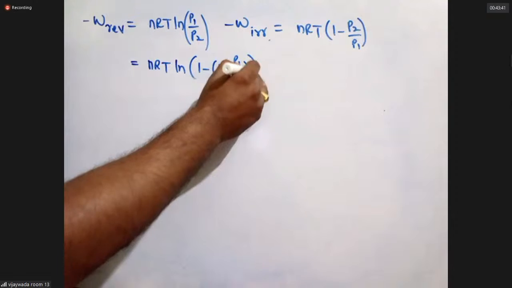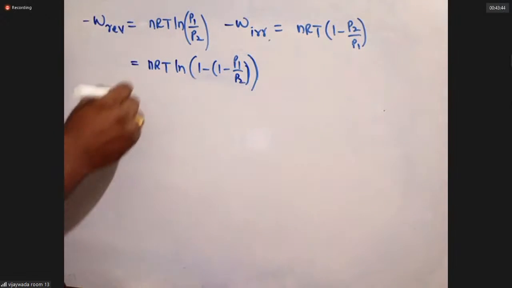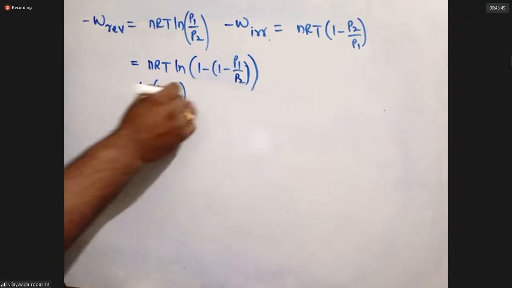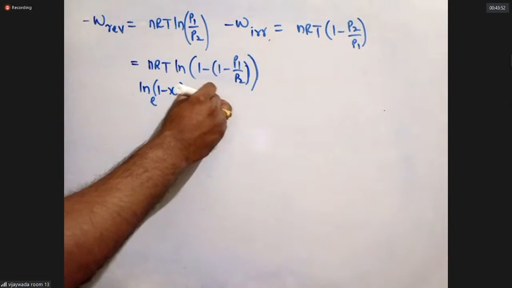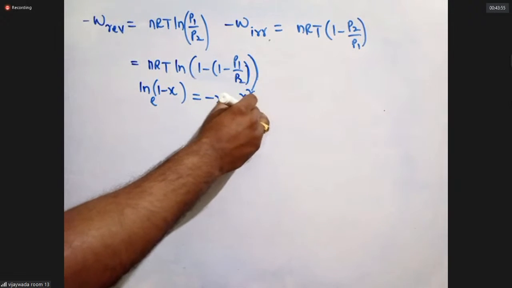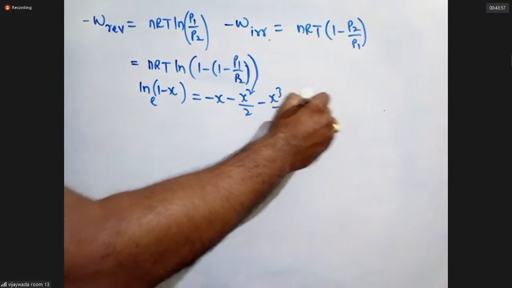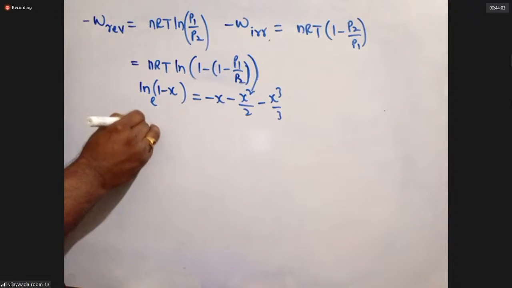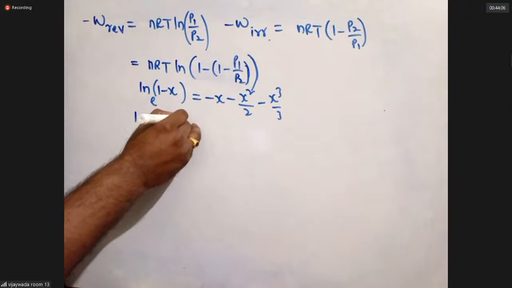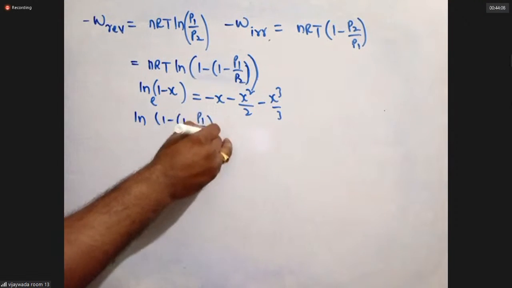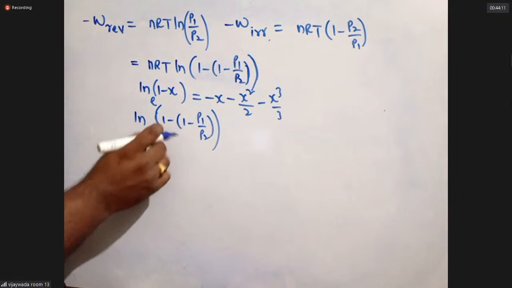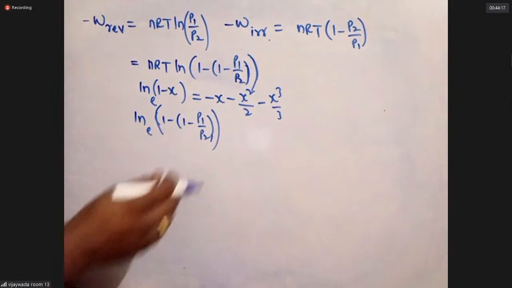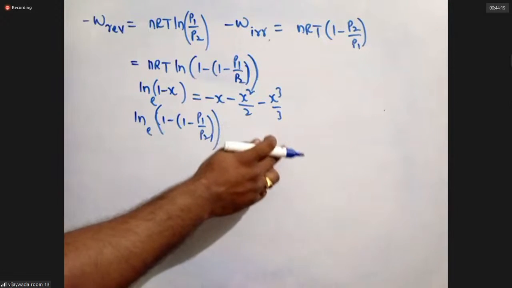Student, this is the equation. You got it right. Next, ln 1 minus x base e expansion is minus x square by 2 minus x cube by 3, and so on. Here, if I write the same, 1 minus 1 minus P1 by P2, I'm taking this 1 minus P1 by P2 as x. Then it is x minus x square by 2.